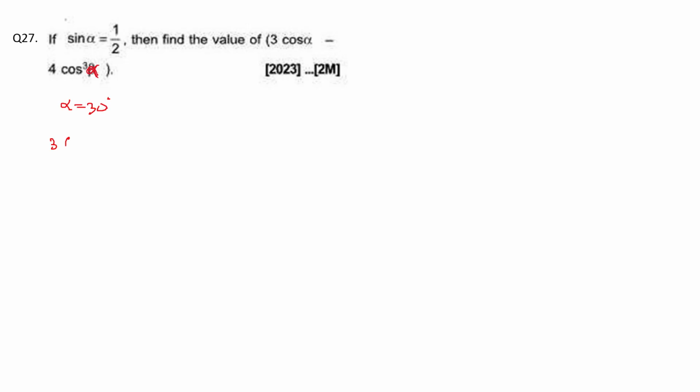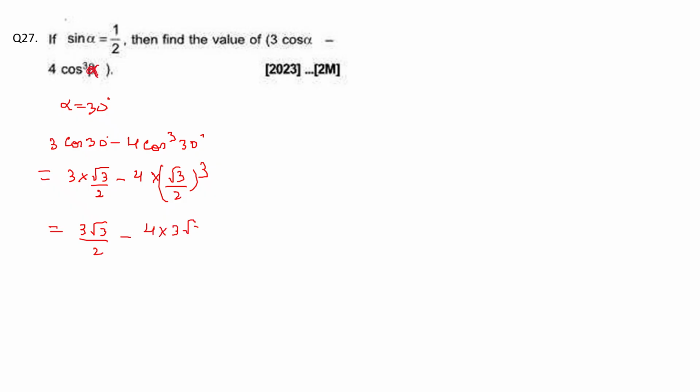Now let's find the value of 3 cos 30 degrees minus 4 cos cube 30 degrees. 3 cos 30 degrees means 3 into root 3 by 2, minus 4 cos cube 30 degrees, so root 3 by 2 whole cube. So here you will get 3 root 3 by 2 minus 4 into 3 root 3 by 8, and 4 times 2 is 8. So actually both are the same, so the answer will be 0.